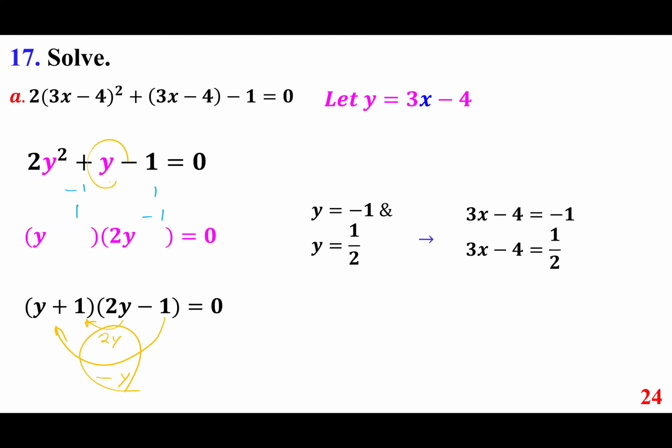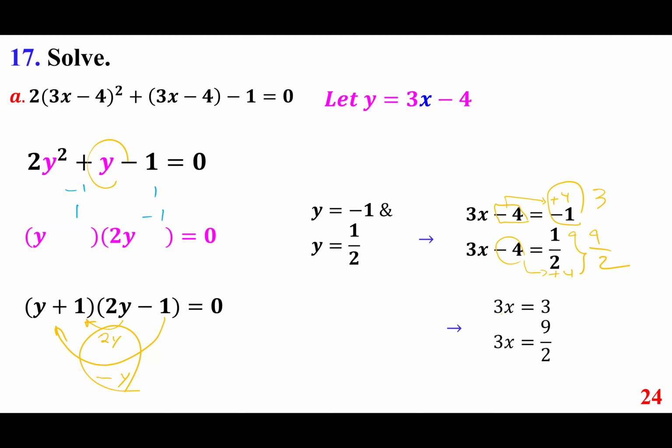Now, to solve it, we are going to move the negative 4, making it positive 4 on the other side. In other words, this is plus 4, resulting in 3x being 3. 4 is 8/2, resulting in 9/2.